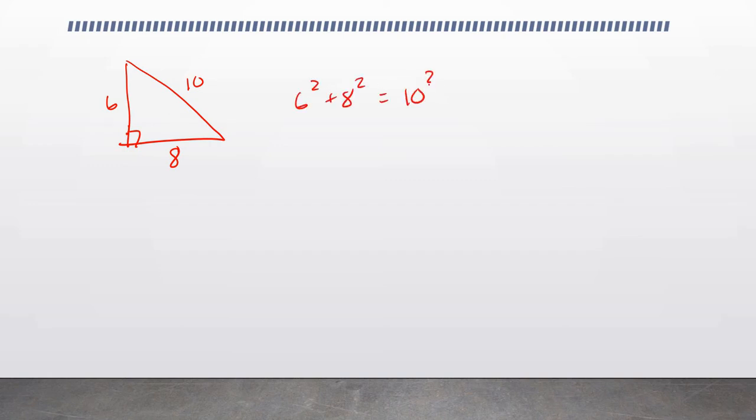So for example, let's look at this triangle. And I'm going to say that the sides are 6, 8, and 10. So my legs, 6 squared plus 8 squared, should equal 10 squared. 36 plus 64 equals 100, and this is true, so this is a right triangle.